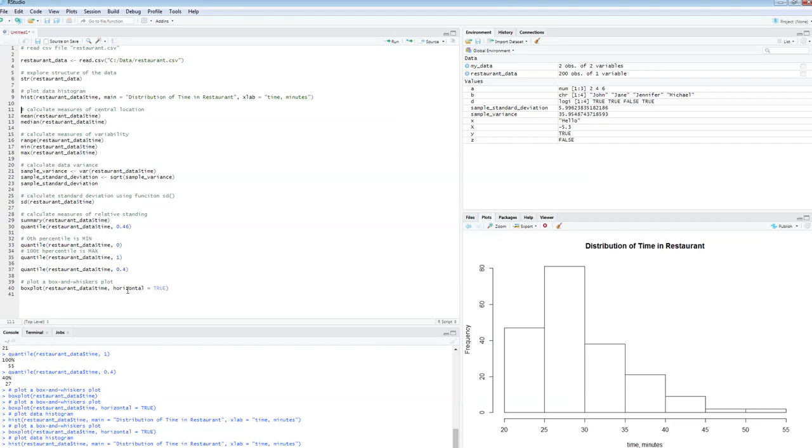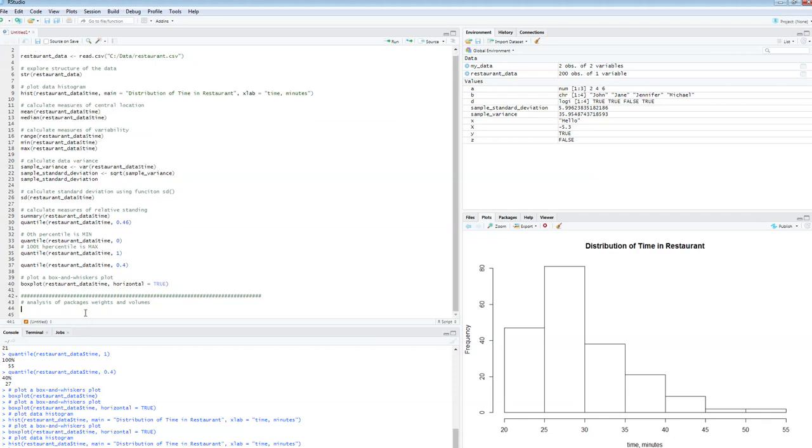Alright, let's go back to our studio. To visually separate problem number 1 from problem number 2, I'm going to put a bunch of pound signs. So, analysis of packages, weights and volumes. First things first, I have to read in the data. Nothing happens before I have data sitting in the memory. So packages data, and I'm going to use the function read CSV just like I always do, and the exact location is the C drive, data.